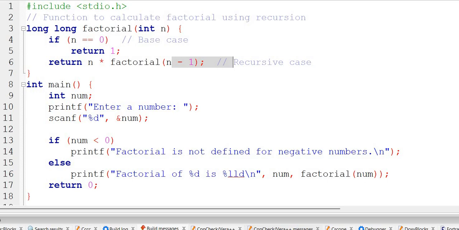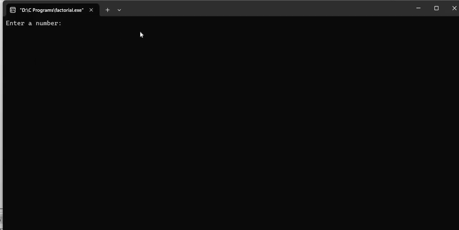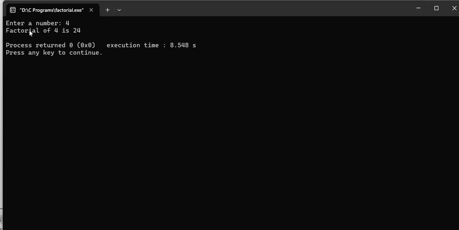So you can see the output here. For example, I enter the n value as 4. So what is the output here? The factorial of 4 is 24. So this is the output.